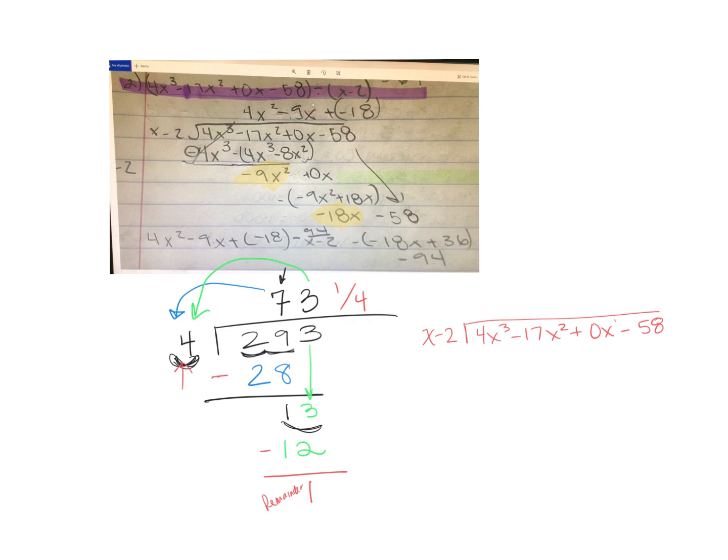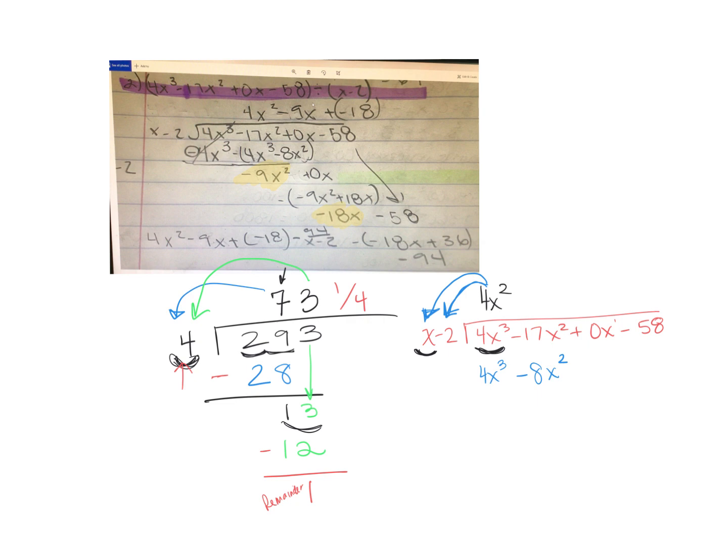I am going to take a look at just this little x here and this 4x to the third. So we're saying x times what would make 4x to the third? Well, that's going to be 4x squared. I take that, and because it's a binomial I'm dividing by, not just x, but x minus 2, I have to distribute. So 4x squared times the x first would make 4x to the third, and then 4x squared times negative 2 makes negative 8x squared.